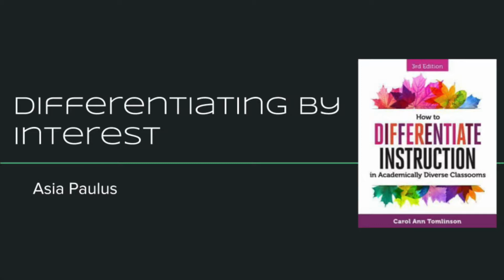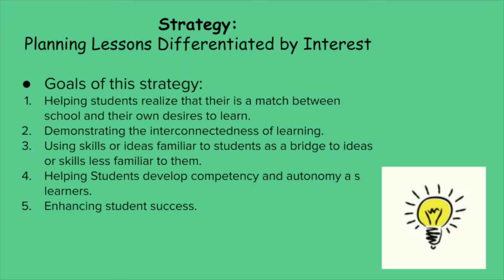I have chosen to use a strategy found in my choice text. The book is called How to Differentiate Instruction in Academically Diverse Classrooms. It's by Carol Ann Tomlinson. One of the strategies in this book on differentiation is talking about differentiation by interest. Differentiation by interest helps teachers differentiate in ways that students feel like they may learn the best.